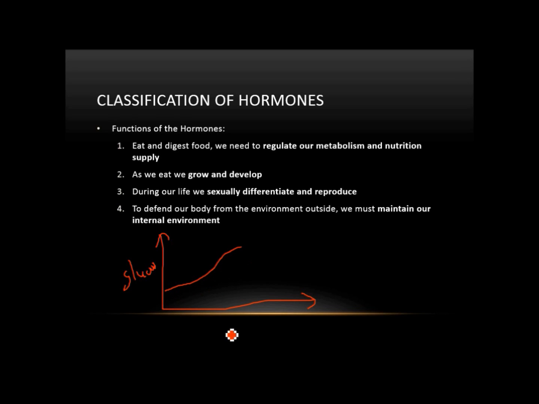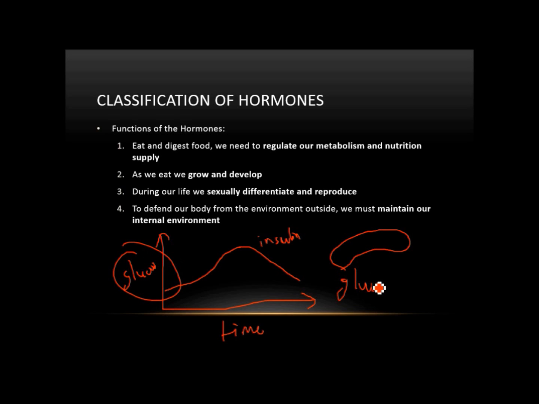Now, let's go one by one. Eat and digest food. Let's say we have glucose, and we eat and digest it, and it goes into our blood. Too much glucose causes problems to our body, so we need to regulate this nutrition supply. What regulates it? Insulin. And even if we take it from the blood, we need to store it somewhere. So the liver stores this glucose as glycogen. So it regulates our metabolism.